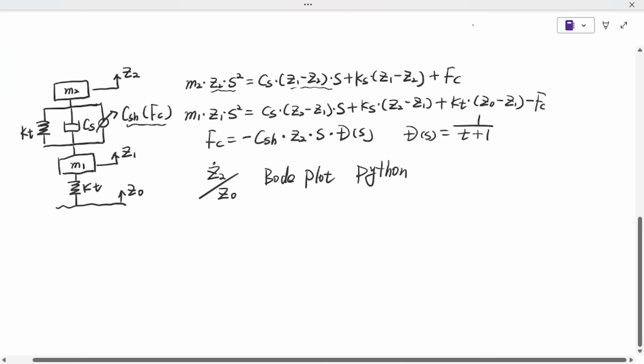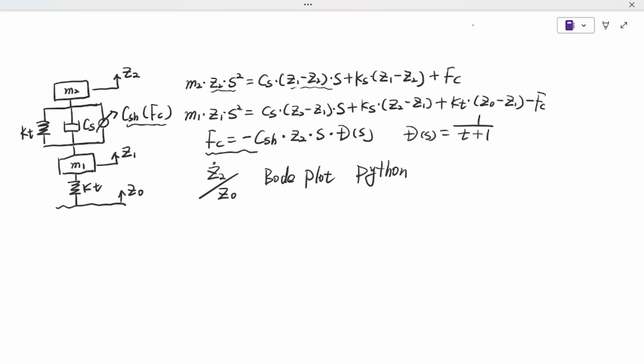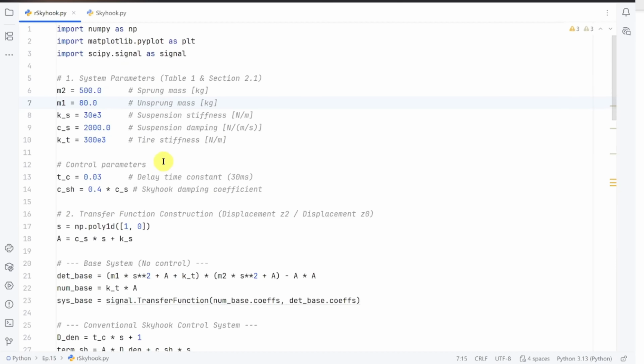Let's return to the kinematic equations. In the control law, we controlled the Z2 acceleration. Now, we change the control law to Fc equals CSH times Z1 times S times ds. So, let the control force act on the unsprung mass. Regenerating the code, here I have added the control skyhook and reverse skyhook.